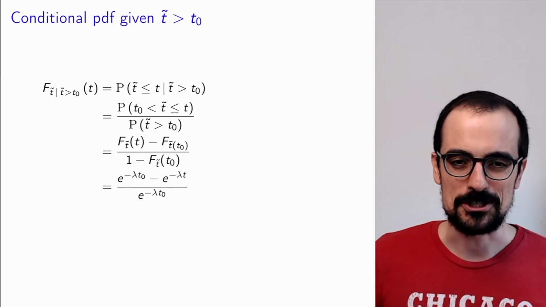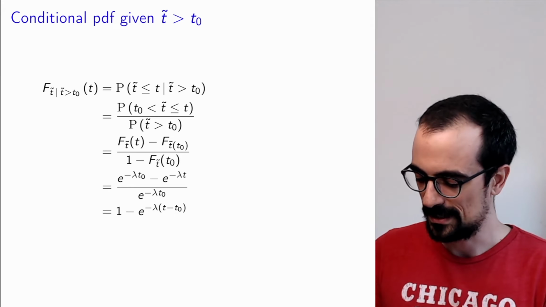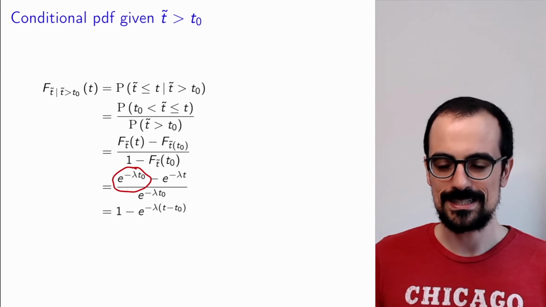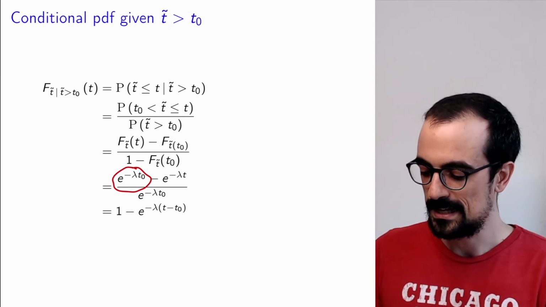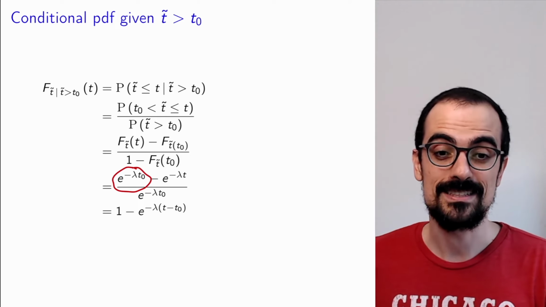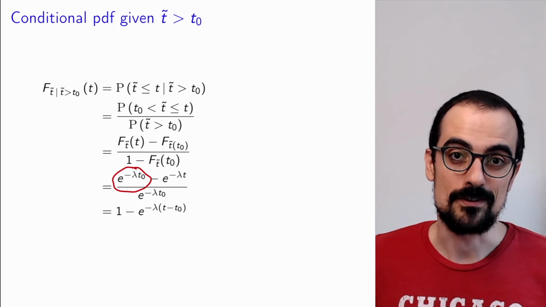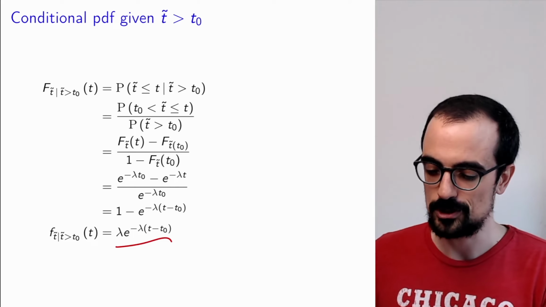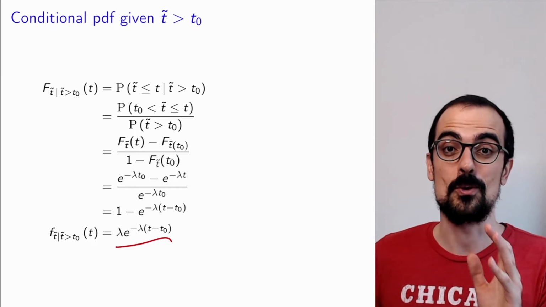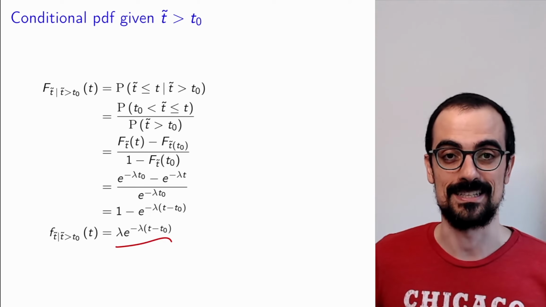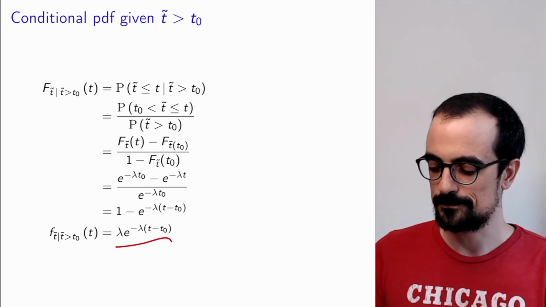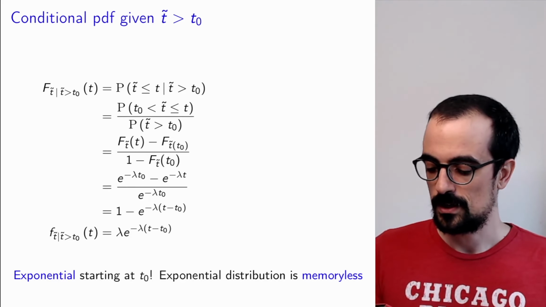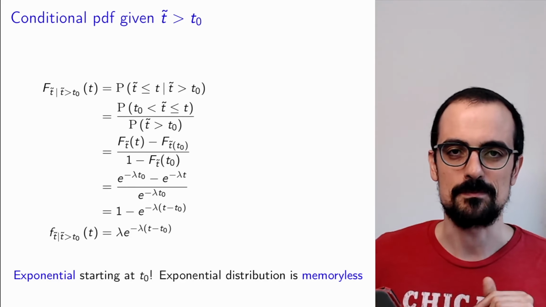But now what is this expression equal to? If we divide by e to the minus lambda t0 everywhere, we see that this is just equal to 1 minus the exponential of minus lambda times (t minus t0). If we differentiate this, we quickly see that this is just an exponential distribution shifted to t0, which is exactly what we were seeing from the data. So it is an exponential starting at t0.